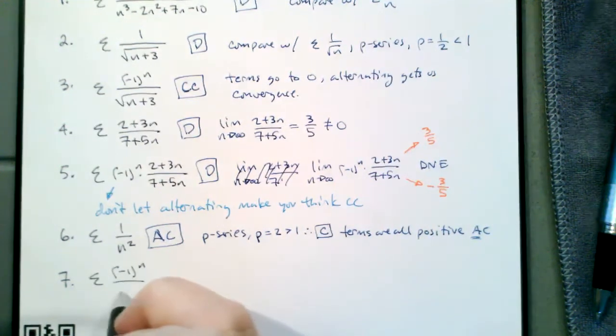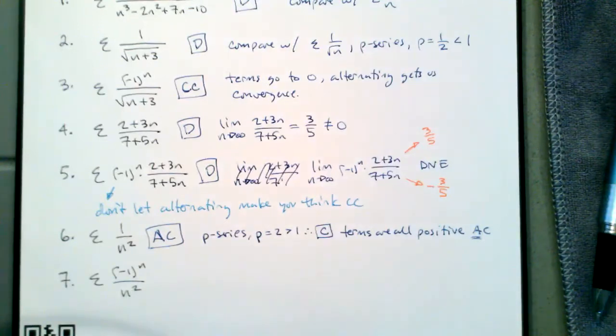So then, if we want to be sneaky, I follow it up with this one. And this is the same test where I don't want you to let the alternating make you think conditional convergence. Because this series, if I take the series that I had 1 over n squared and I make it alternate, it's still absolutely convergent. I get the stronger condition. The alternating is not what makes this series converge. This series converges in absolute value, so it's absolutely convergent.